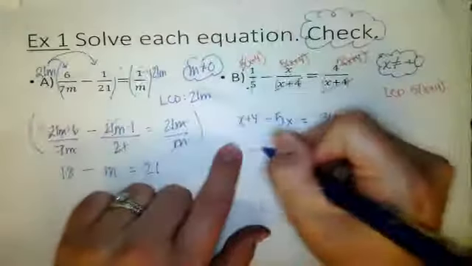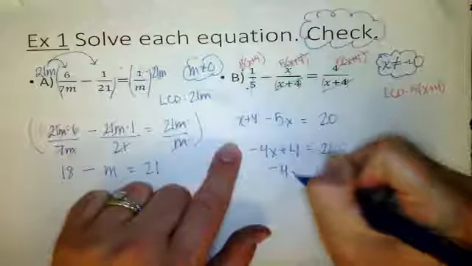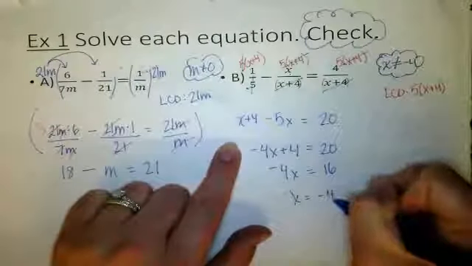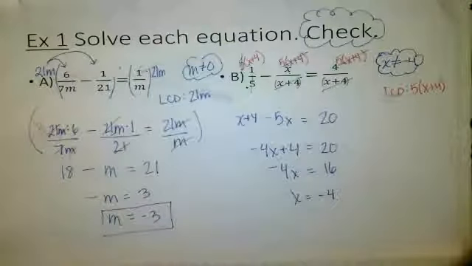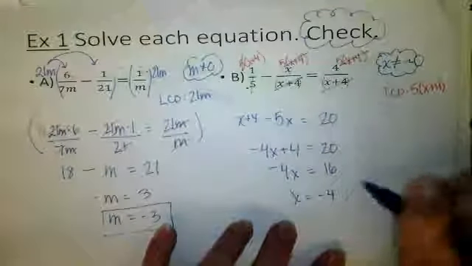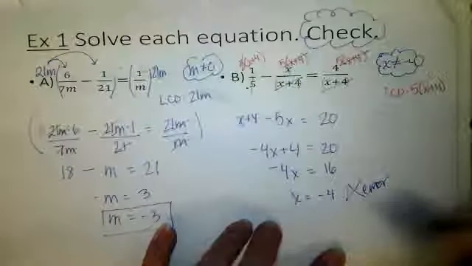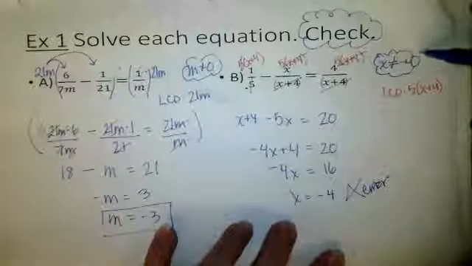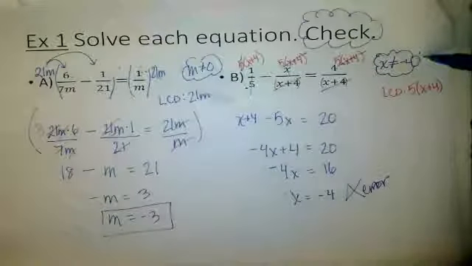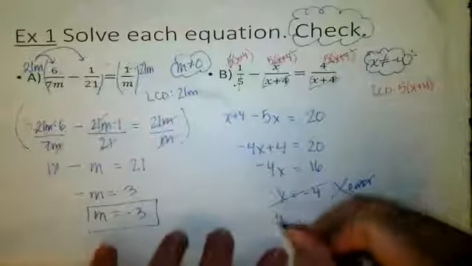So we've got negative 4x plus 4 equals 20. Subtracting 4 and dividing. What happens here? Error. Why? Because it can't be. Yeah, right off the bat we knew this was very special. X was not allowed to be negative 4. This is a false solution.